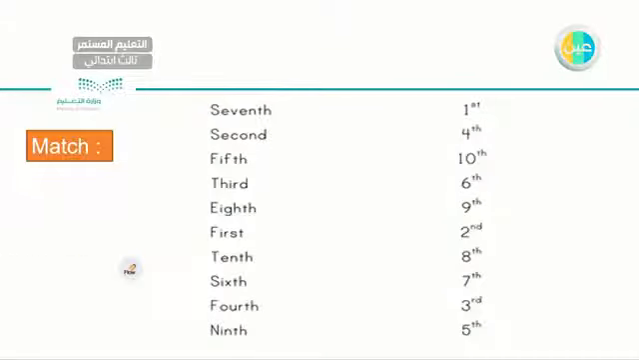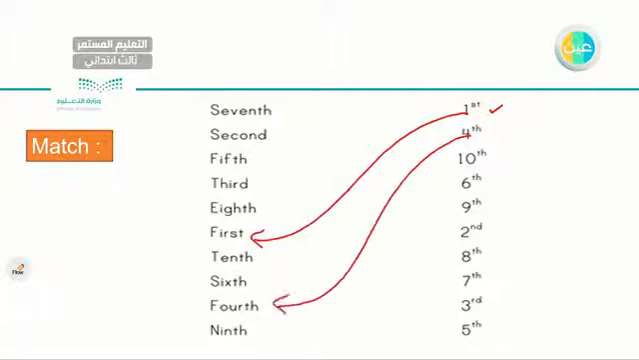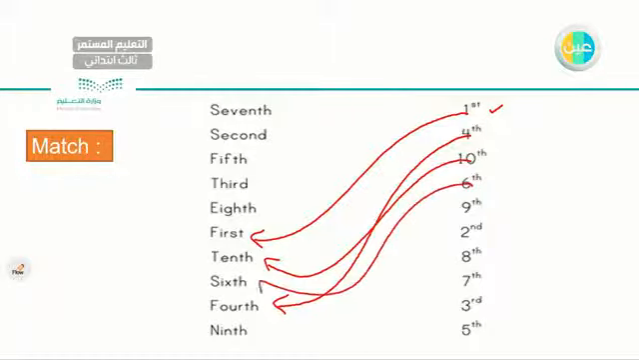So, let's match the numbers with the words. I have the ordinal numbers to your right and to your left as a word and as a number. Let's start with the first one. First, this is the first. Very good. Fourth, where's the fourth? Very good, that's the fourth. How about 10th? Very good, that is 10th. How about the 6th? Very good. How about the 9th?